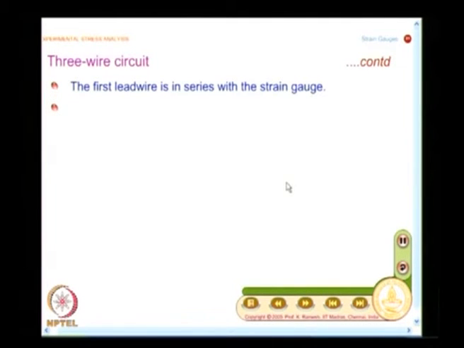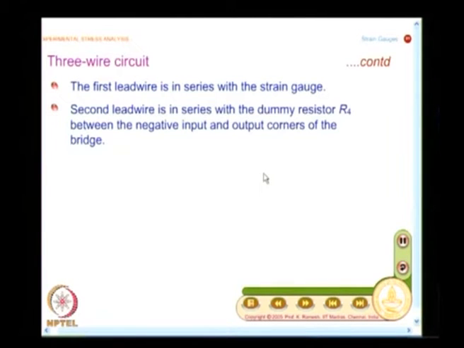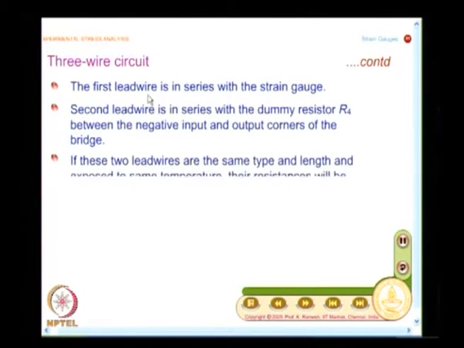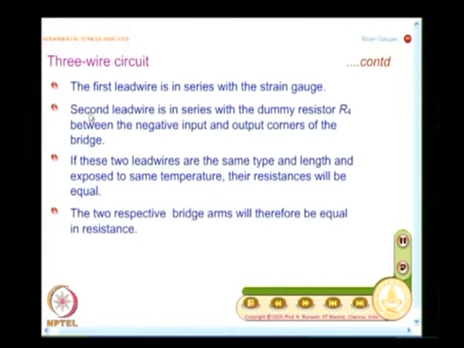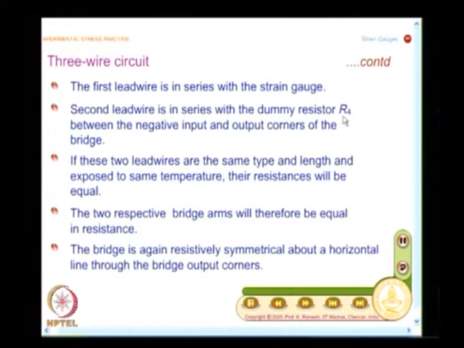And whatever I have said earlier is now summarized as points. The first lead wire is in series with the strain gauge. The second lead wire is in series with the dummy resistor R4 between the negative input and output corners of the bridge. So, I have lead wire on 2 different arms, and obviously you are going to have these 2 lead wires of the same type and length and exposed to same temperature, the resistance will be equal.